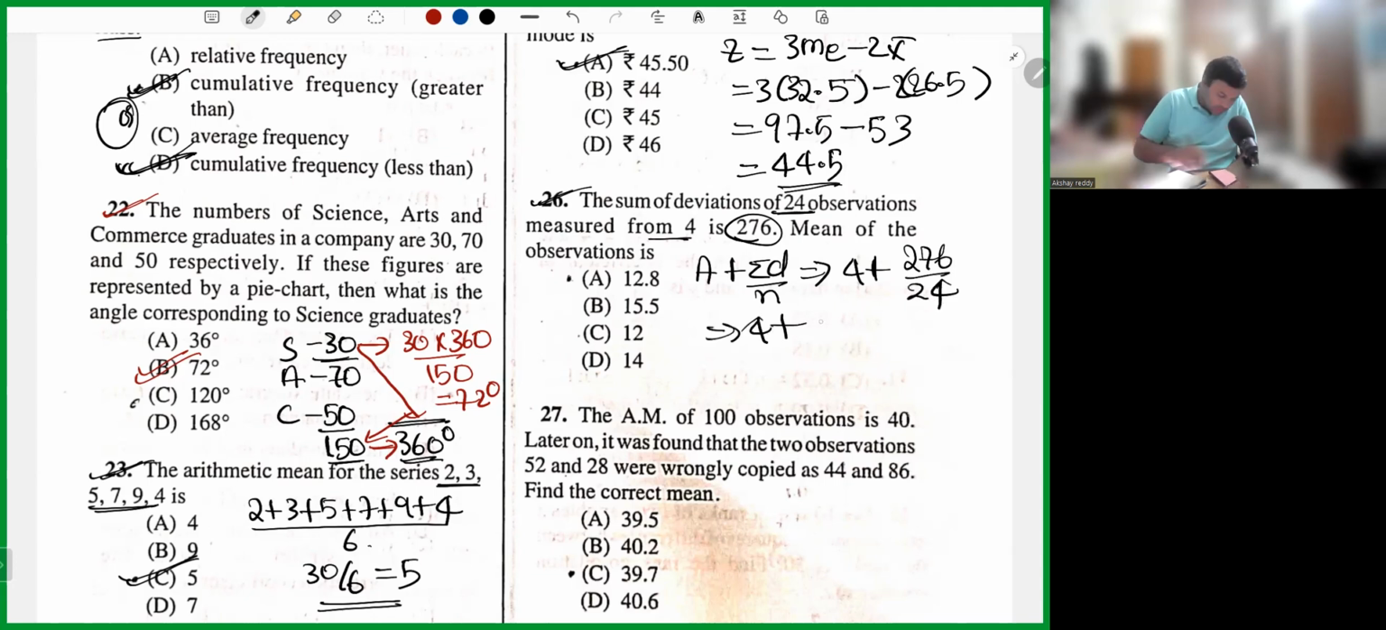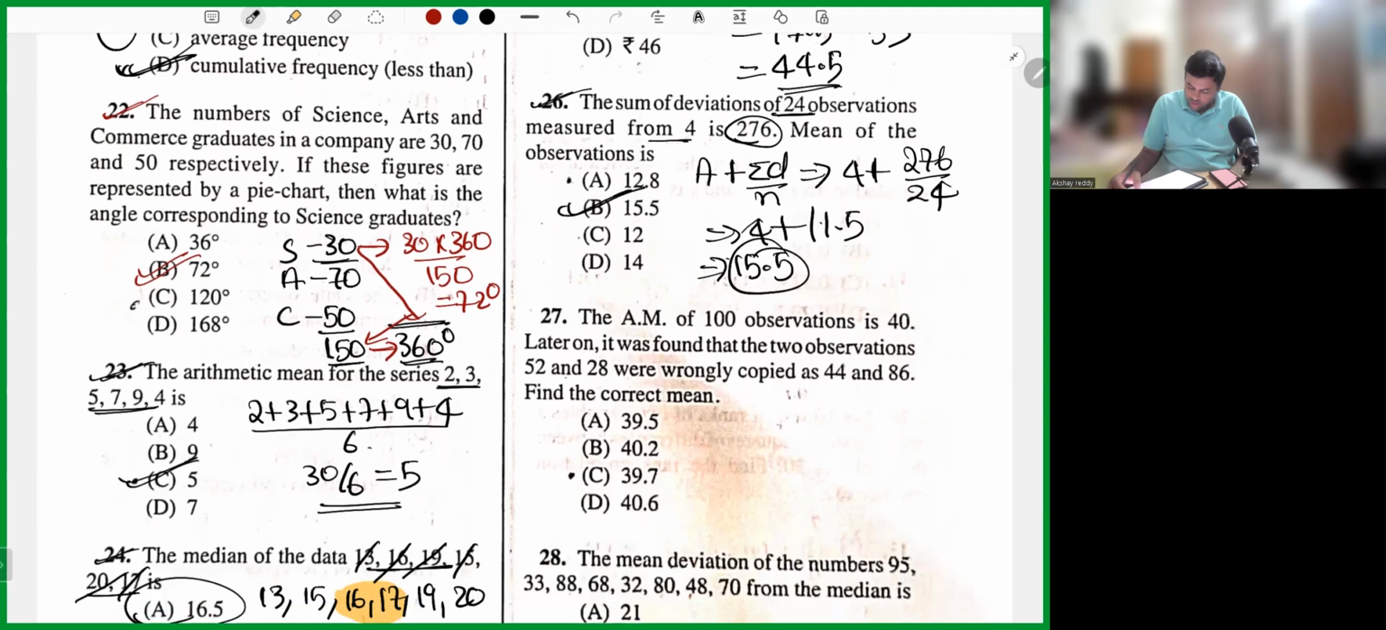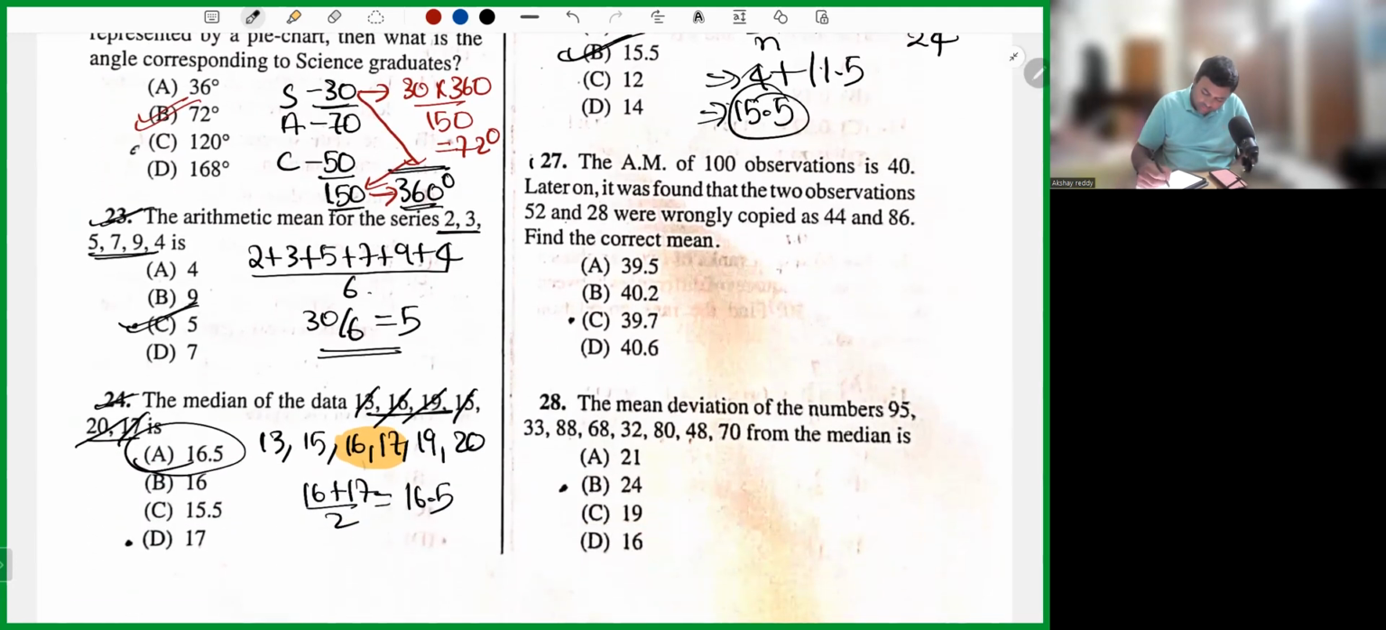So 4 plus 276 whole divided by 24. 11.5, which is simply equal to 15.5. So what is the answer, my dear friends? Answer is simply 15.5.